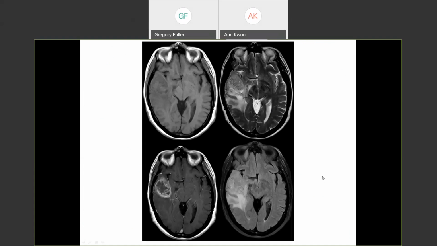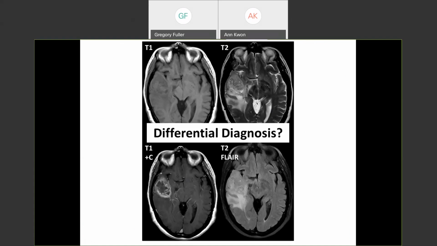Fluid attenuation inversion recovery. And there they are labeled for those not familiar. What's your differential diagnosis? Two things are in your differential. One comes before the other. All right, Dr. Zainab Harb, glioblastoma, Michael Evans, glioblastoma.